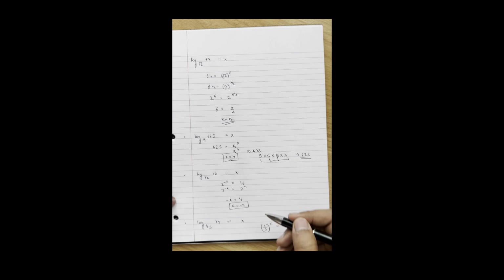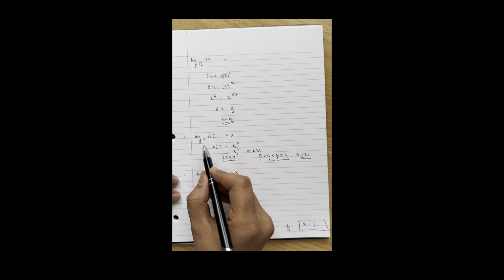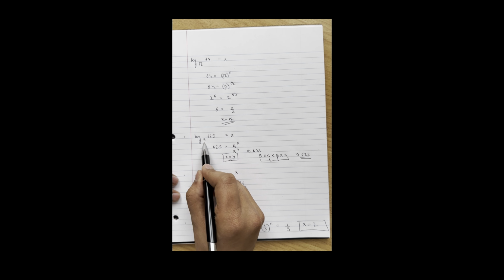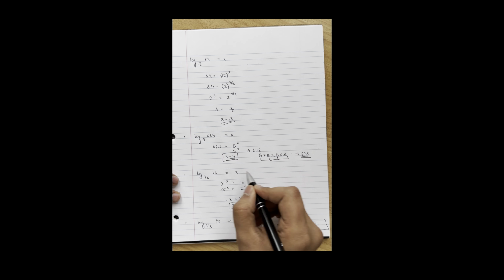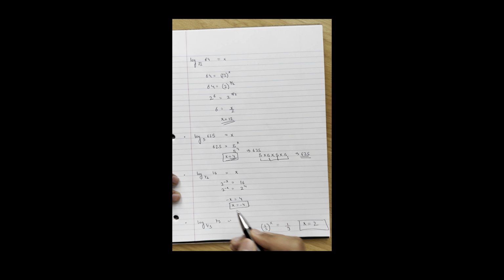So in this page, if we see here, the base was greater than 1, the number was greater than 1. We got a positive result. Here the base was less than 1, but the number was greater than 1. So we got a negative result. Here the base was also less than 1 and the number was also less than 1. We got a positive result.